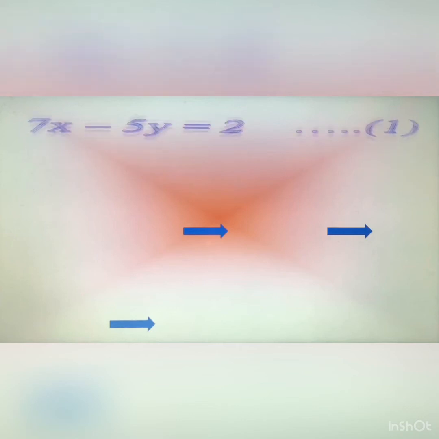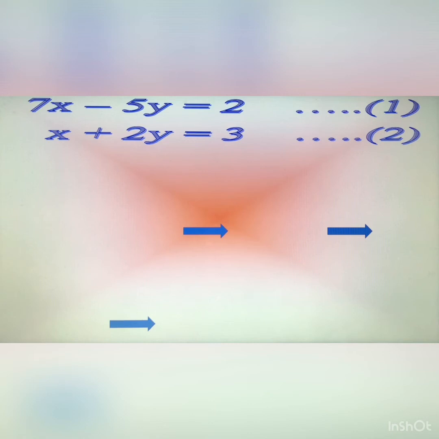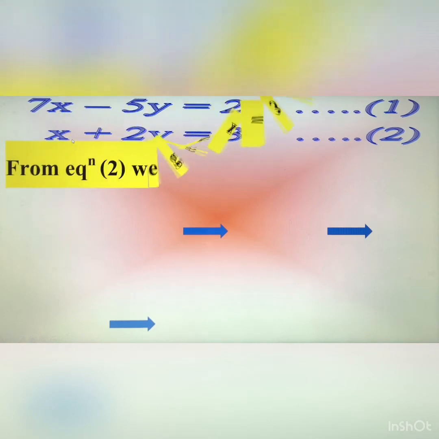So let us understand with an example. Let one system be 7x minus 5y equal to 2. This is equation number 1, and x plus 2y equal to 3. This is equation number 2. So we will select any one equation. Let's select equation number 2. Then we will find the value of one variable. From equation number 2 we get x equal to 3 minus 2y, meaning 2y is transposed to the right side. Then we will get x equal to 3 minus 2y. This is equation number 3.